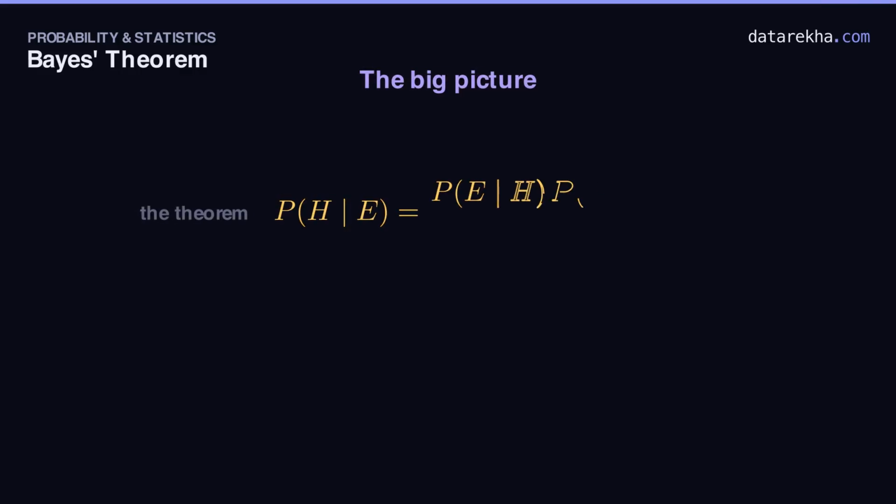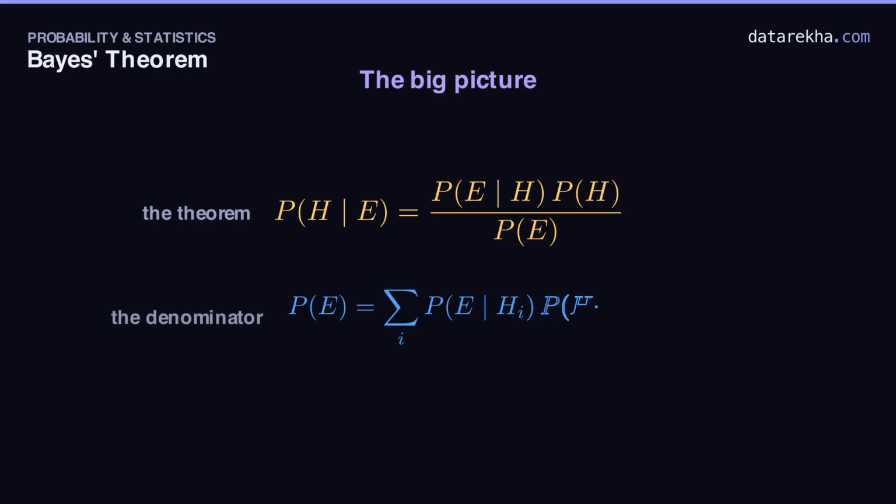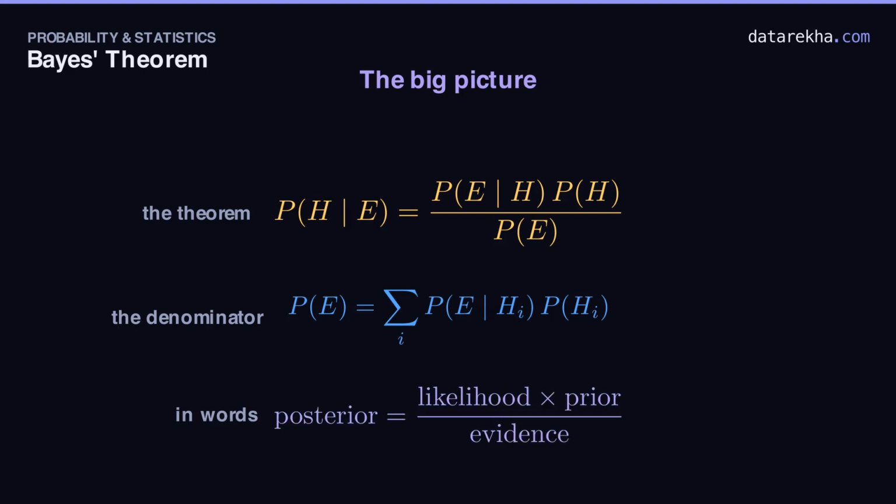Let's lock it in. Bayes flips conditionals. The cause given the effect equals the effect given the cause times the prior over the evidence. That evidence comes from total probability. Sum the likelihood times the prior across every possible cause. And in plain words, posterior equals likelihood times prior over evidence. Name your events. Honor the prior. Sum the denominator over every cause. And Bayes will flip any conditional you meet.